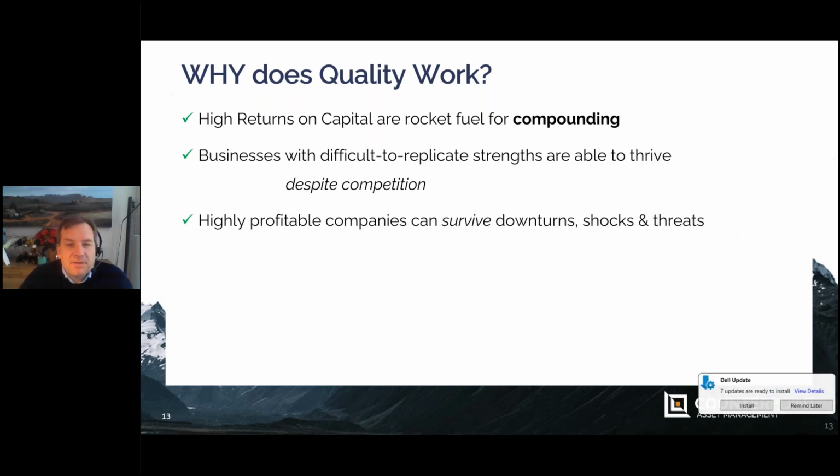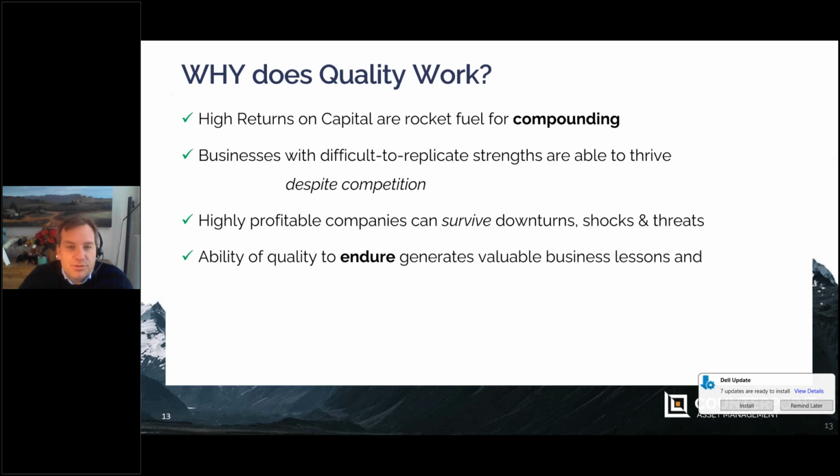So highly profitable companies can survive downturns, they can survive shocks, and they can survive threats. Survival is a critical element in compounding. Of course, you can't compound if you don't survive. So the ability of quality companies to endure also generates valuable business lessons. As companies survive, they learn, and they put those learnings into practice, and they have the opportunity to generate various intangible assets.